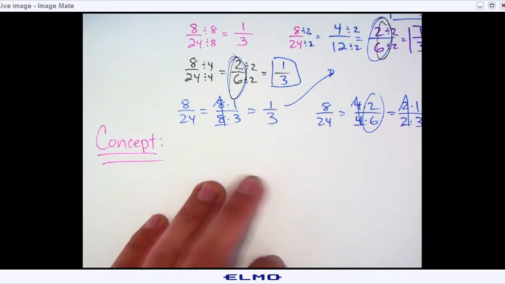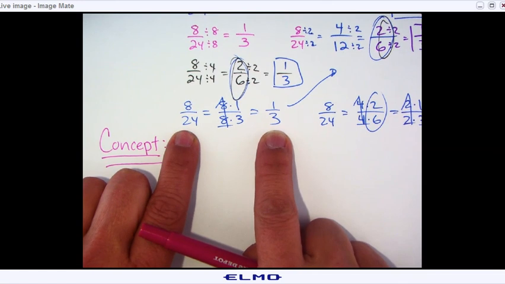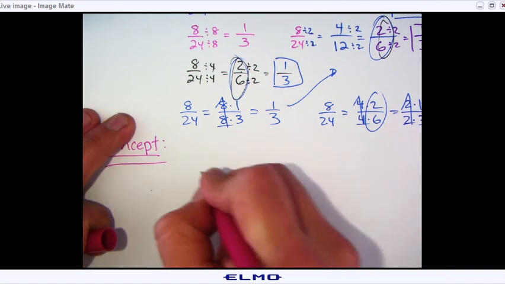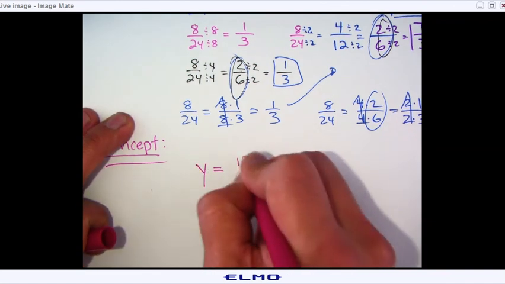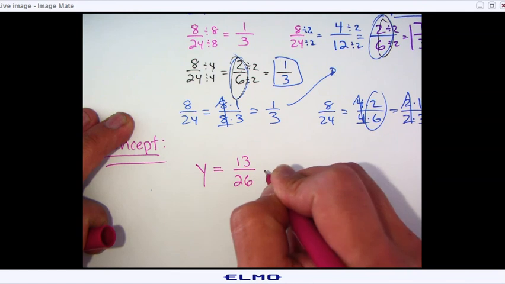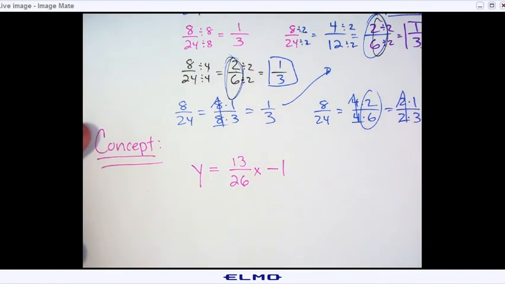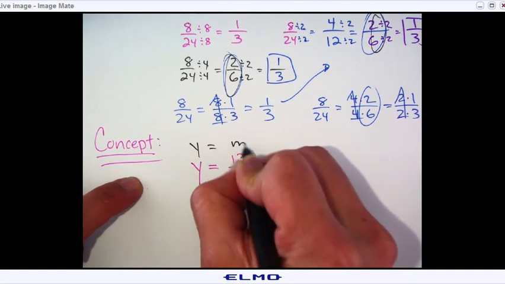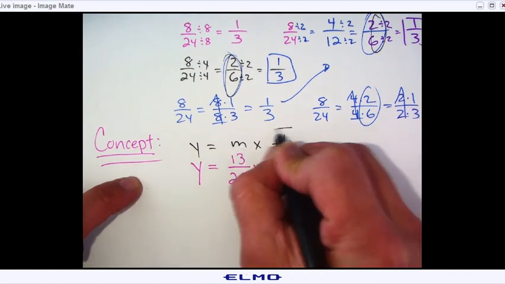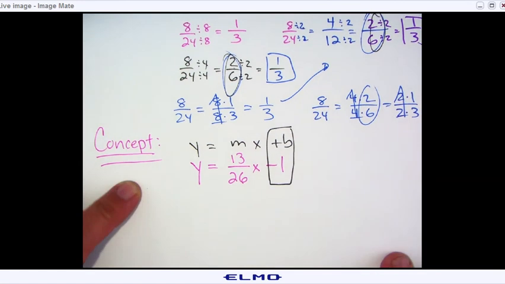So the concept is, remember, these are equivalent fractions. They're the same. They're equal to each other. Now, what if we have a graph that's like this? Y is equal to 13 over 26x minus 1. All right, so what do I do? Can I graph that? Well, let's see. Y equals mx plus b. You're doing the same thing as what we did last week.